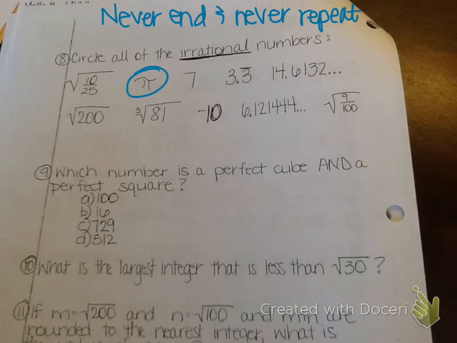Now, tell me some of the things in here that never end and never repeat. Tell me the obvious ones, the ones that make perfect sense. Colin, tell me one. 14.6132. That's not repeating, and that is telling me that it's going to go on forever. Alexis? 3.3 repeated. You just said it. You said 3.3 repeating. So that 3 is repeating, so does it fit our criteria? Wow. Right? No, everybody makes this mistake.